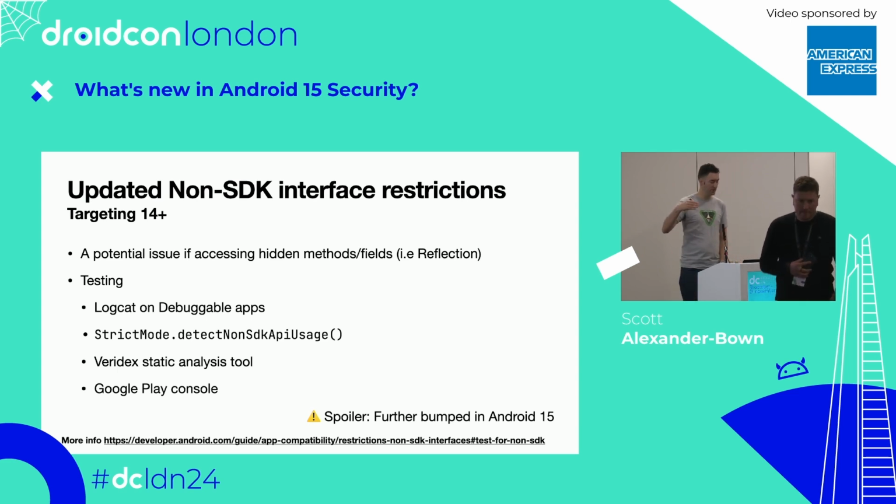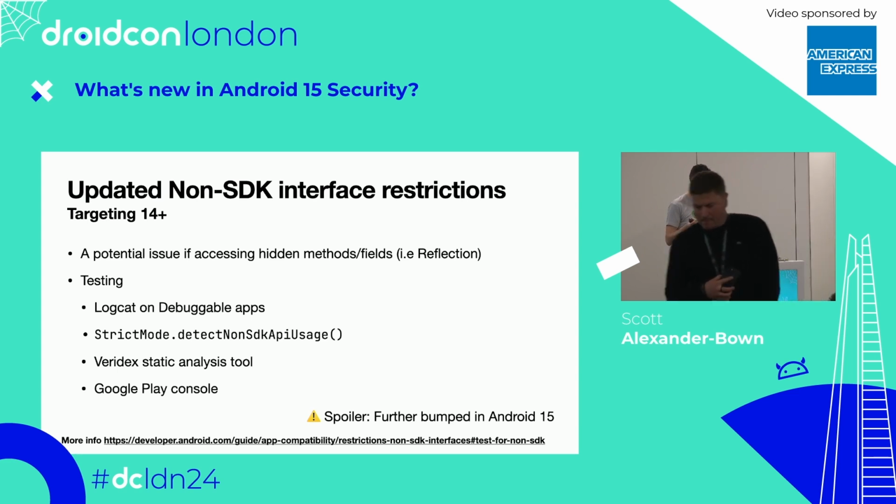It's not as fully featured. I think it doesn't detect reflection code, like in JNI code. It's not as fully featured as, say, the strict mode, but I think it's a useful tool to add to your CI pipeline. And if you distribute via the Google Play Store, as part of their testing, they'll flag up if there's any code using this.